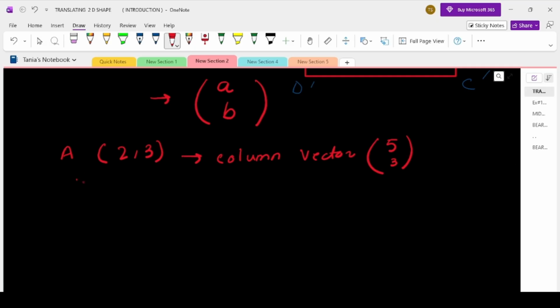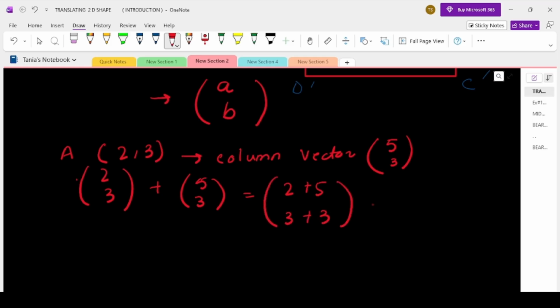So how can we say that? It should be (2, 3) plus (5, 3). So it will be 2 plus 5 and 3 plus 3. Now we have the translated point of (2, 3): 2 plus 5 is 7, and 3 plus 3 is 6. So this is how the column vector changes our original point by calculation.